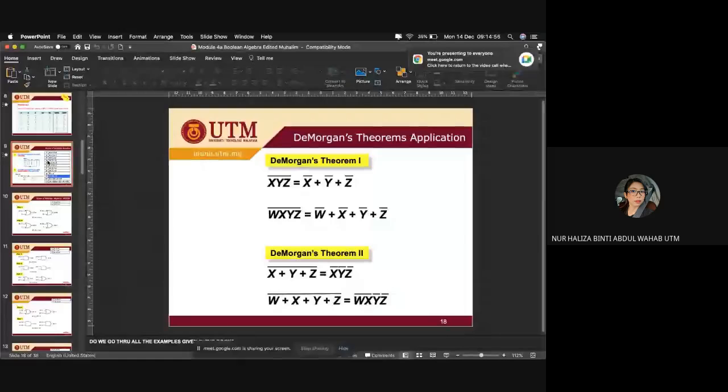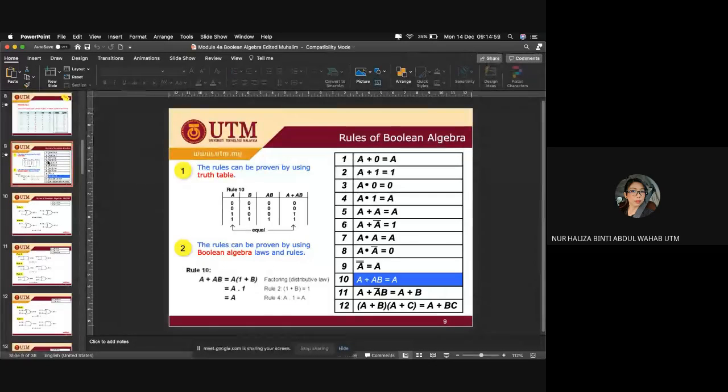What you have learned, which is first in your rules of Boolean algebra. Can you see my screen now? Yes, doctor. Yes, ma'am. Okay, thank you for answering. So over here, you already learned 12 Boolean algebra rules.